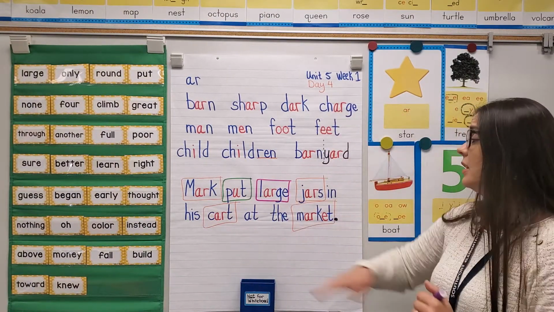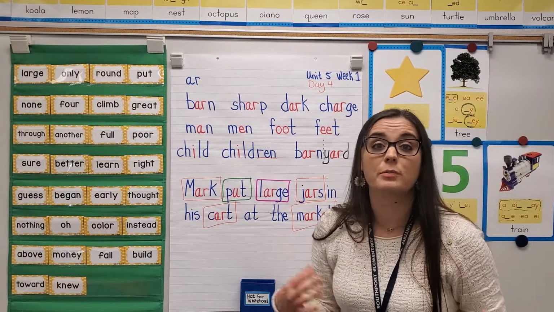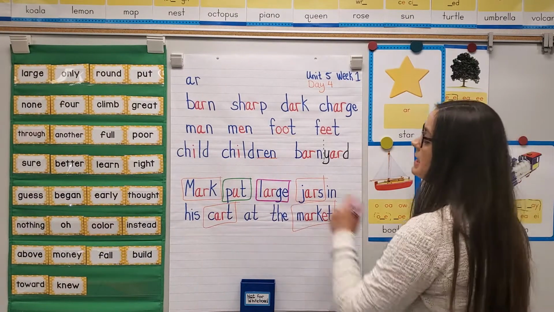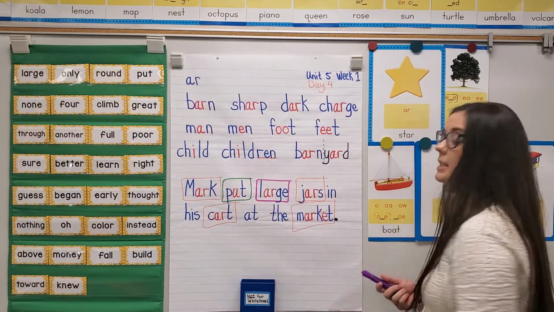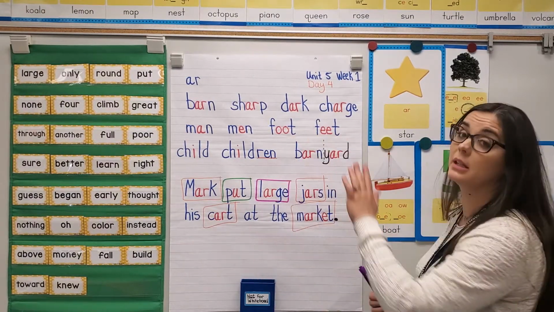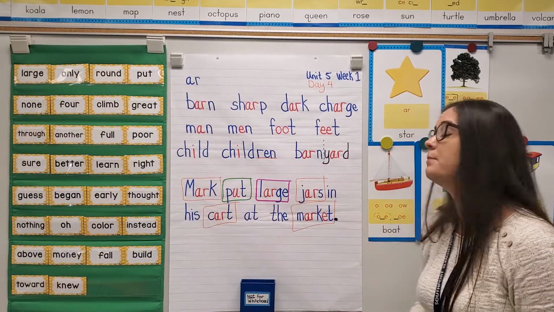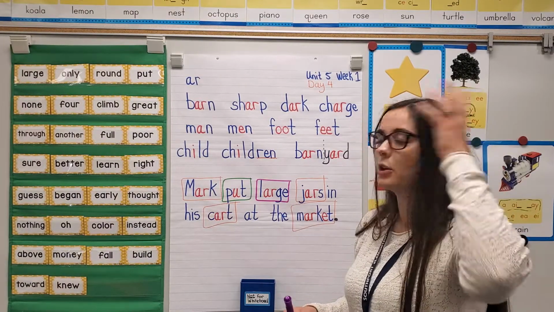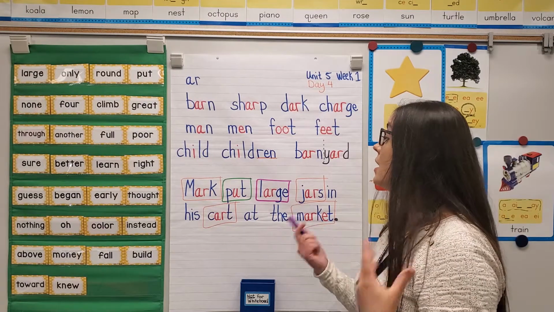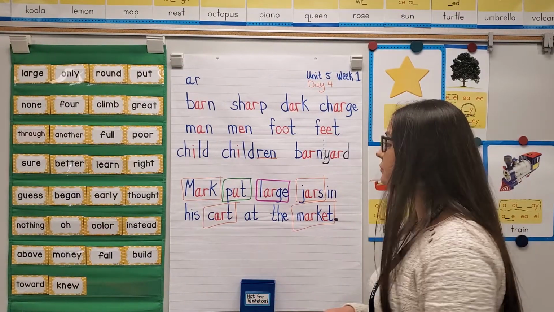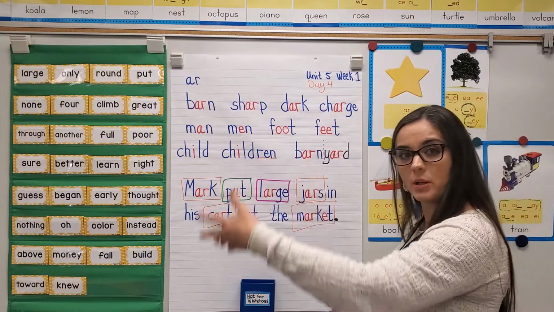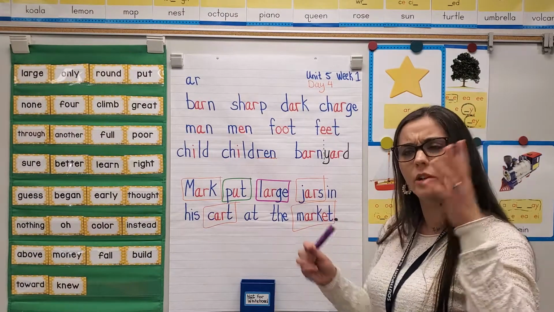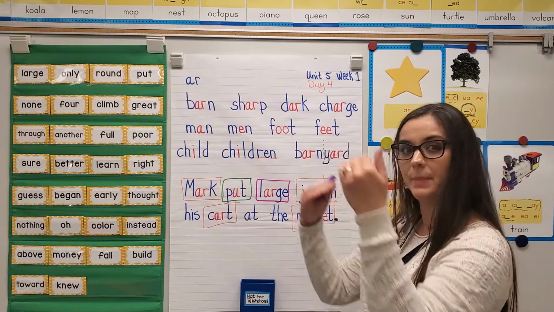So an adjective, it just gives more information about a noun. So we could take that word large out, and then the sentence would just be, Mark put jars in his cart at the market. And that would still be a correct sentence. It would have a noun, it would have a verb. The adjective though, when you're reading it in a book, it just gives you a better picture of what is happening, because not all books have pictures. So it's really important as a writer to be able to give the reader a really good picture in their mind of what's happening in a story.